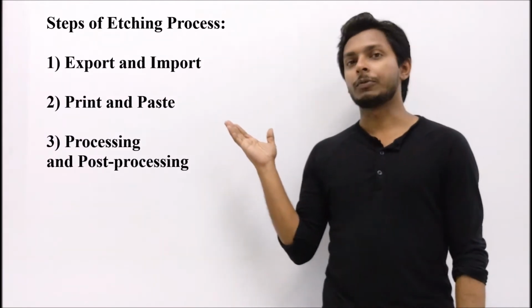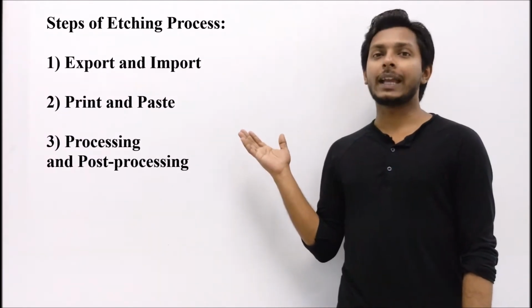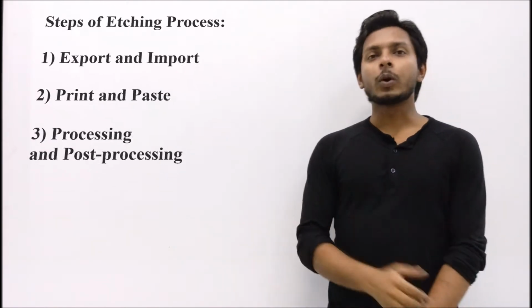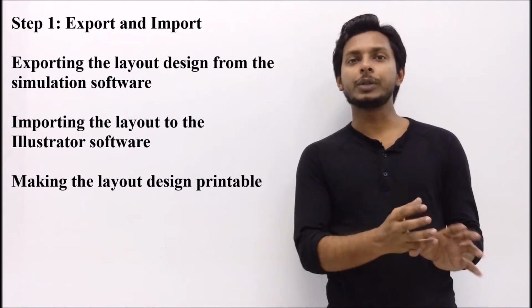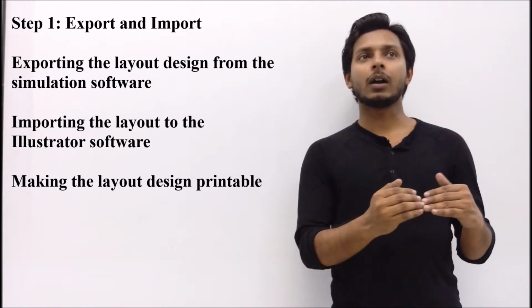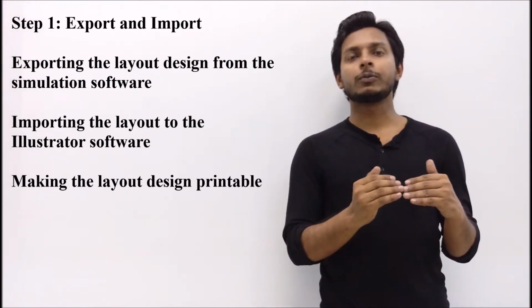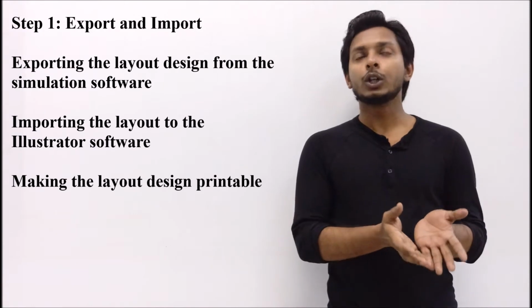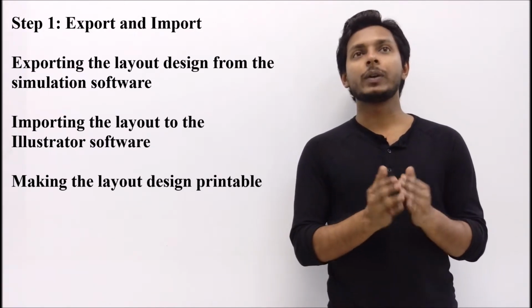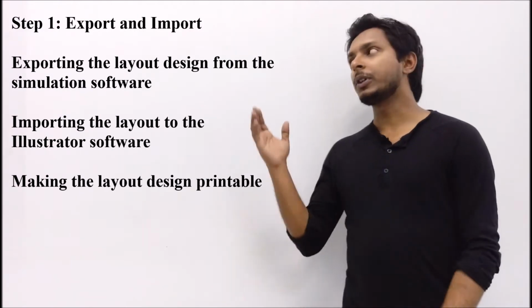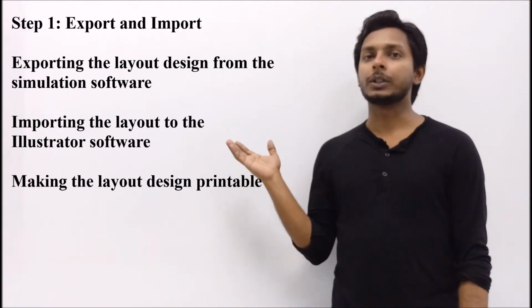Actually, we have 3 steps. The first step is the export and import. For export and import, we're talking about the design: how to export the design that we have already designed in our simulation software, and how to import it to any kind of conversion software, for example Photoshop or Illustrator, so that we can make it printable. So this is the first step, export and import.